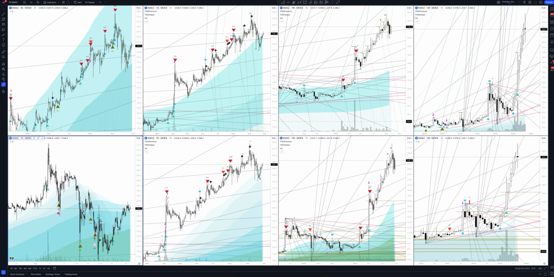Today we will take a look at KAMAZ stock. Let's analyze the market situation and find out how you can make money on it. Let's start.